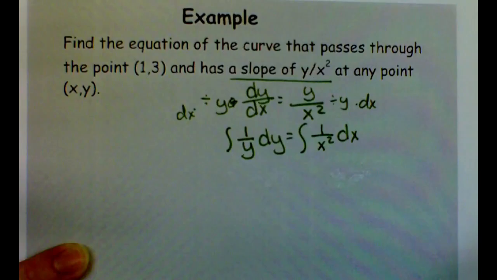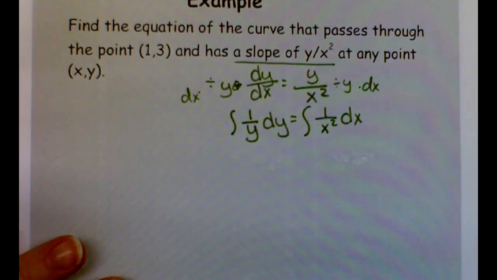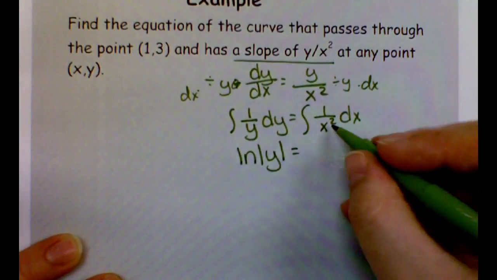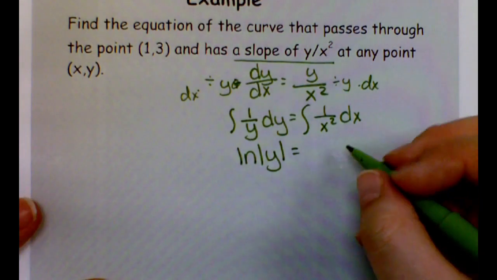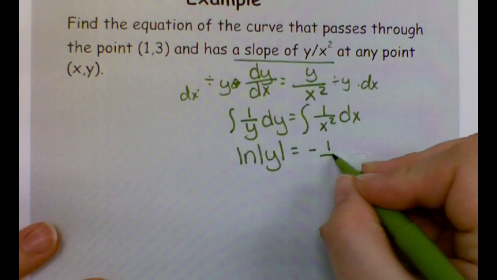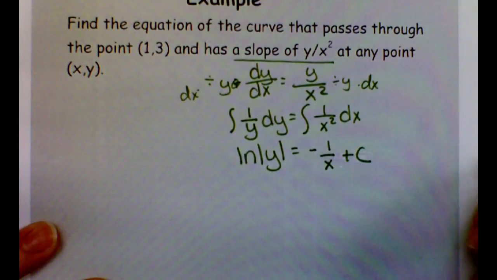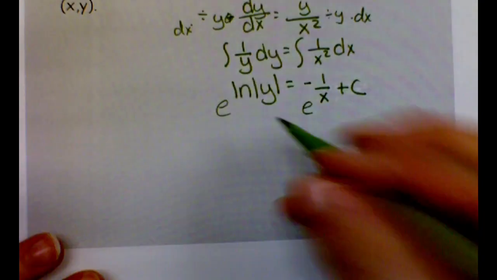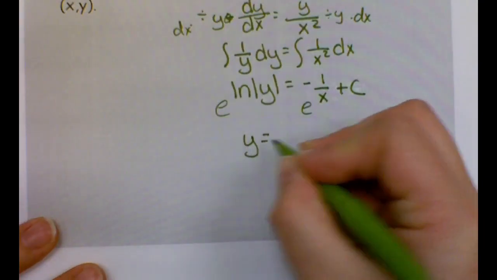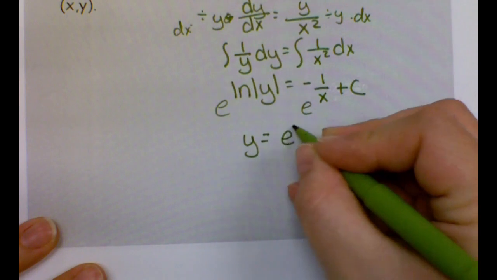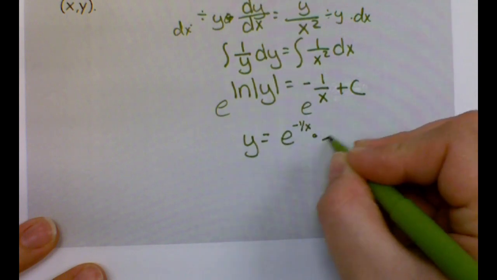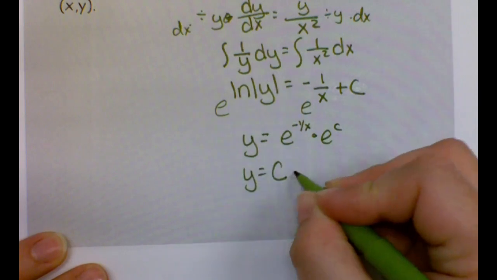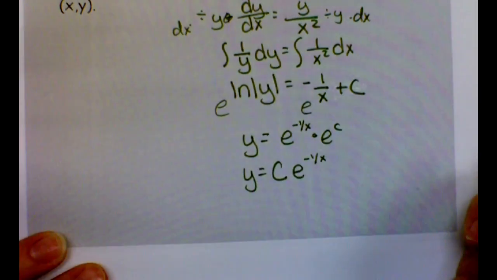And we'll find our antiderivatives. The antiderivative of 1 over y dy is natural log of the absolute value of y. The antiderivative of 1 over x squared dx is negative 1 over x plus c. And as before, we will make that a power on an e to get rid of that natural log. So y equals e to the negative 1 over x times e to the c. All right, y equals c e to the negative 1 over x power.